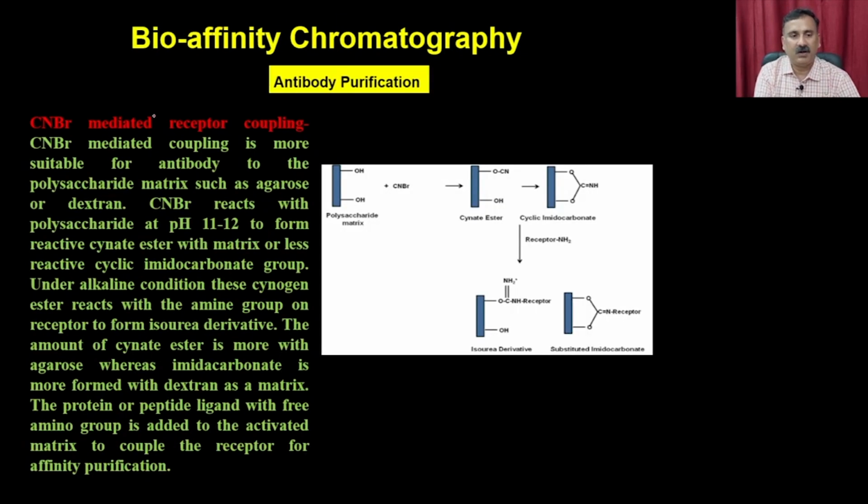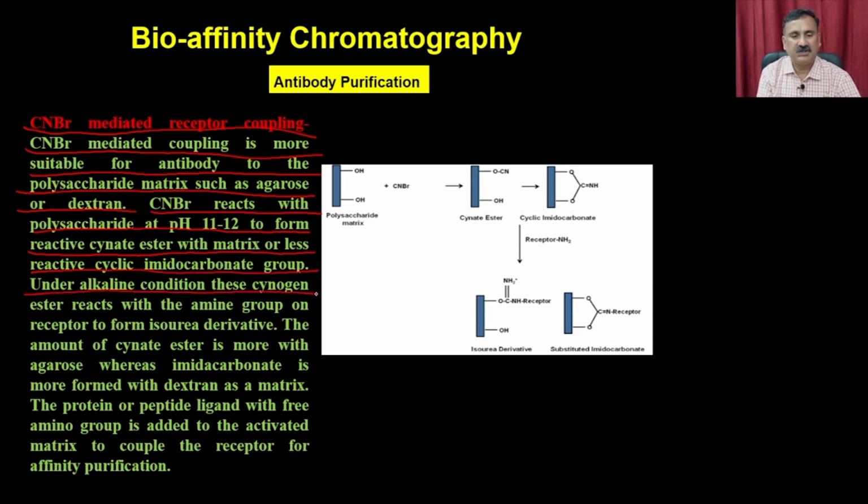So antibody is how you can actually prepare the column, right? What you can do is use the CNBr-mediated receptor coupling. CNBr-mediated coupling is more suitable for coupling the antibody to a polysaccharide matrix such as agarose or dextran. CNBr reacts with the polysaccharide at pH 11 to 12 to form the reactive cyanate ester with the matrix, or a less reactive cyclic imidocarbonate group.